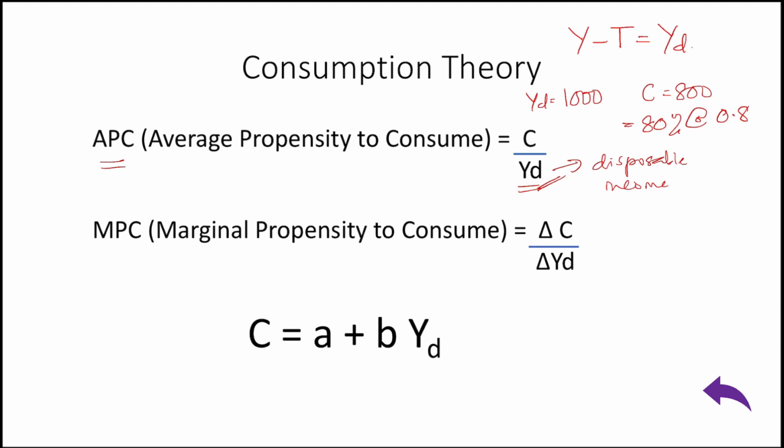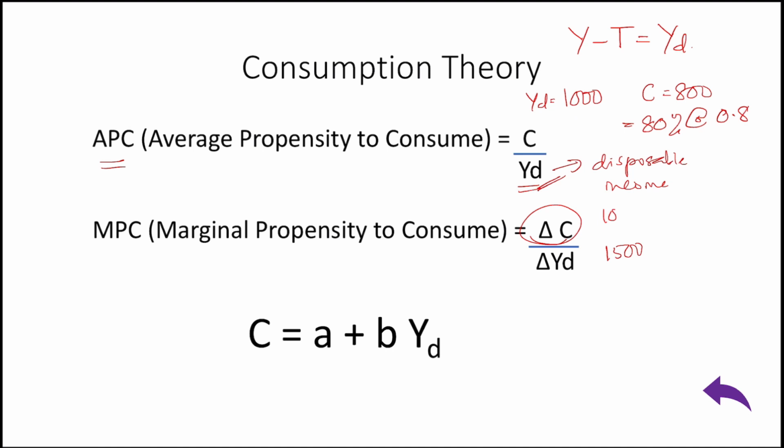Okay, next, MPC is marginal propensity to consume. What is MPC? The ratio of additional consumption expenditure when your income increases, when we have additional income. For example, initially your disposable income is 1,000, and now your disposable income has increased to, for example, 1,500.